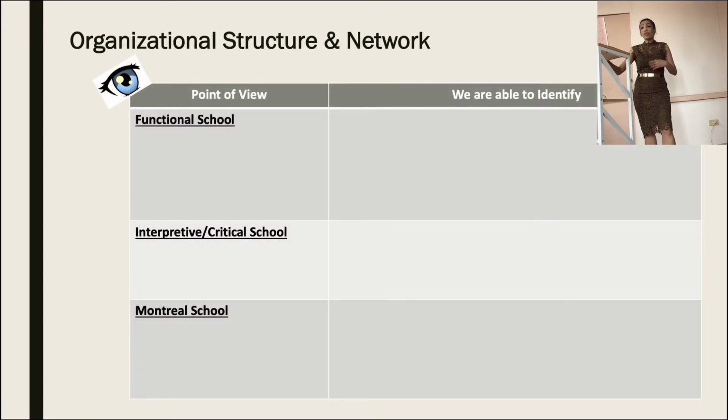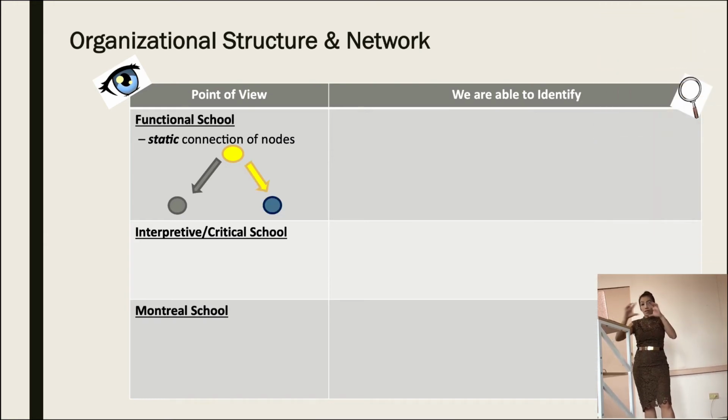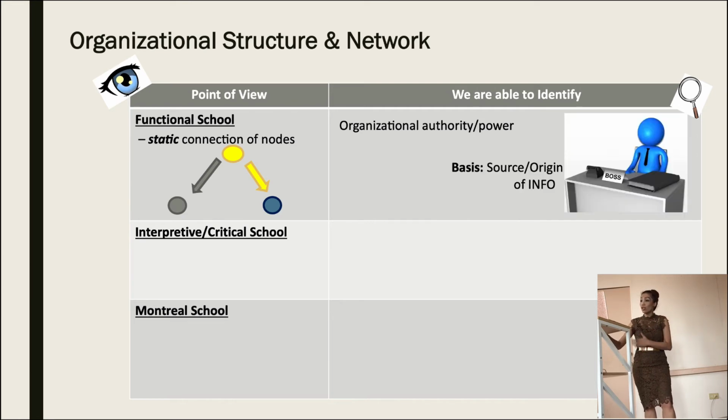Okay, so for the functional school, it is a matter of static connection of nodes. Remember the flask again earlier, there were stoppages. From here we are able to identify who is the authority because it is a one-way stream. The basis would be the source of the information, which in this case is the boss.